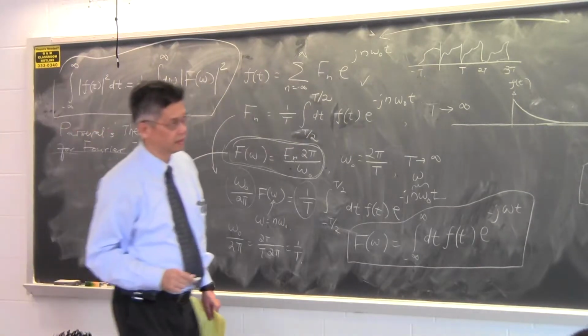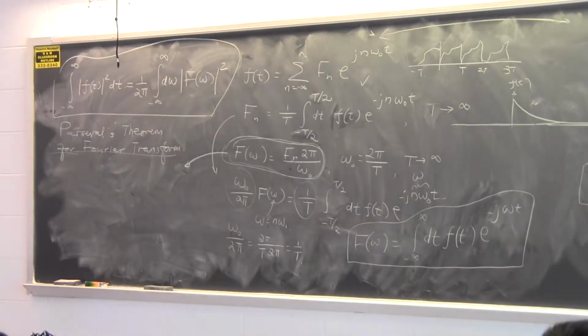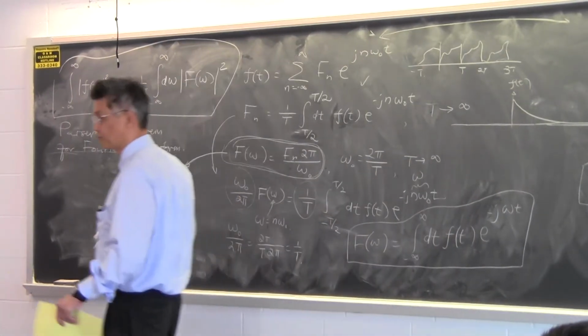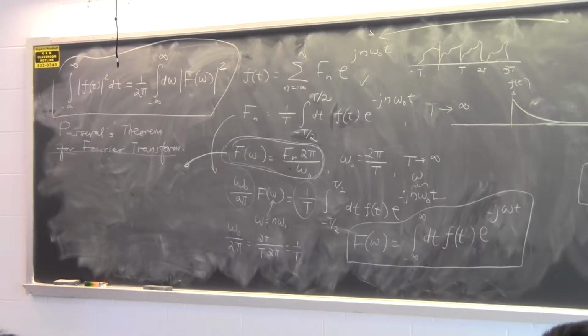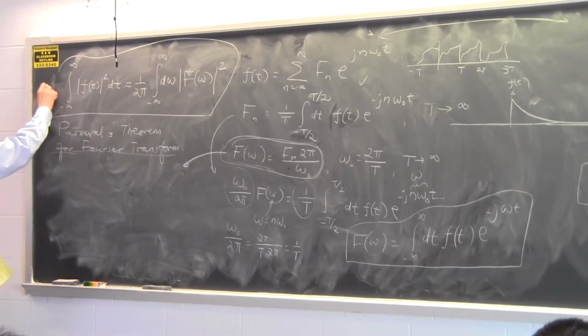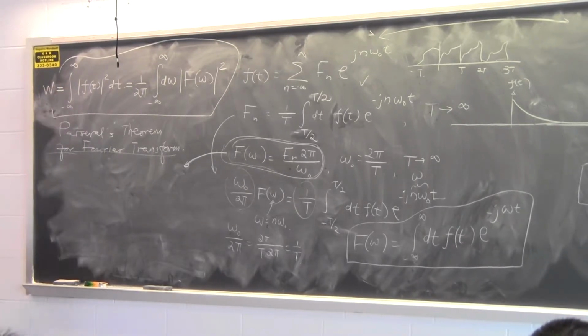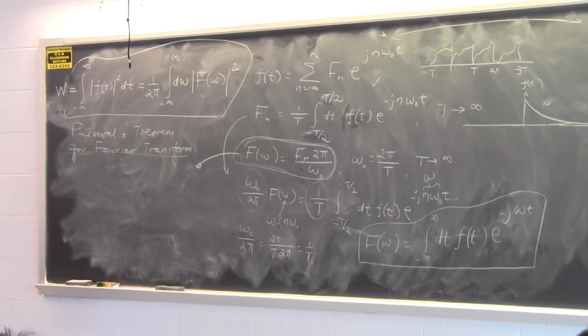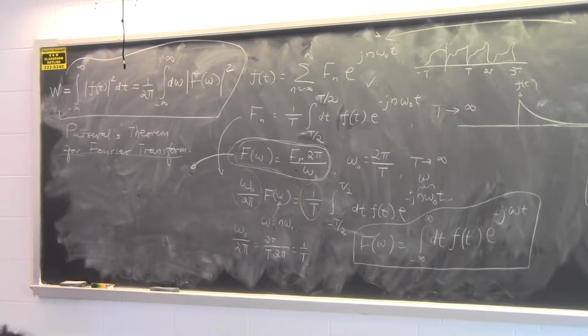You notice that this becomes delta omega, and then in the limit when I let t go to infinity, delta omega goes to 0, this summation just becomes an integral, and we get this. Are there any questions so far? This is usually called the W in the textbook. W, I guess, is the total energy of a function.